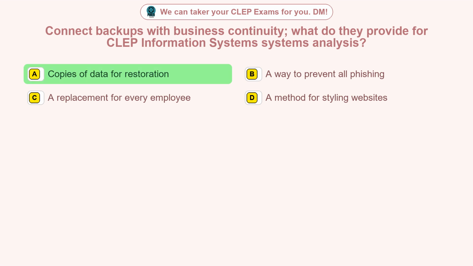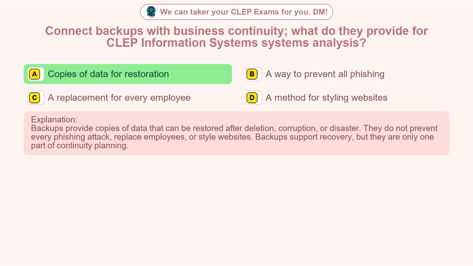The correct answer is option A. Copies of data for restoration. Backups provide copies of data that can be restored after deletion, corruption, or disaster. They do not prevent every phishing attack, replace employees, or style websites. Backups support recovery, but they are only one part of continuity planning.